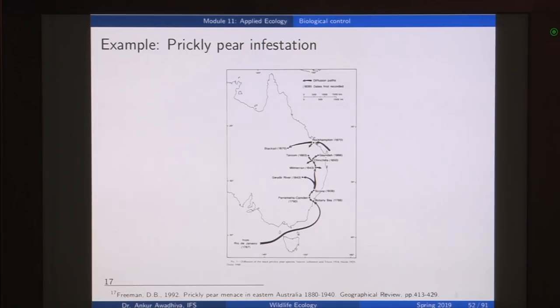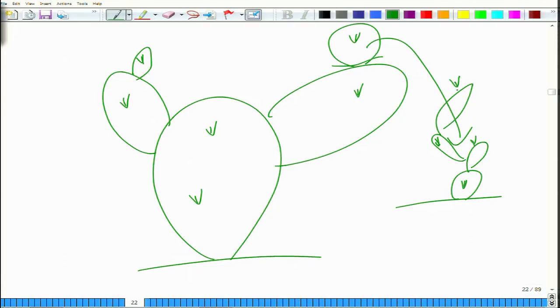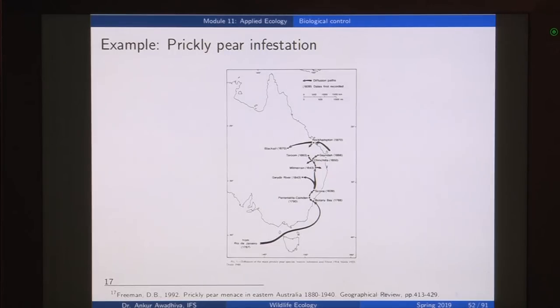Now, this species primarily grows through vegetative propagation. So, for instance, if there is a large wind, and some portion of this pear gets broken and falls on the ground, it will start growing from there. It will give out another shoot and then start growing vegetatively. So, it grows mostly by vegetative propagation. Now, in the case of Australia, this prickly pear was brought from outside. It was brought from the Americas because it looks good and people wanted to use it as a hedge plant. So, for instance, if you have your garden.